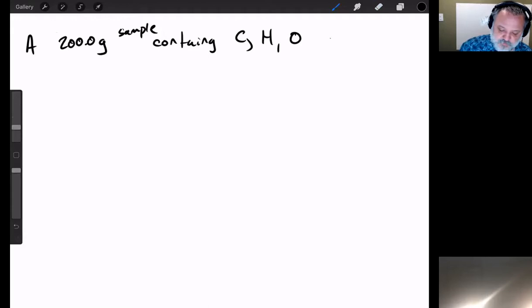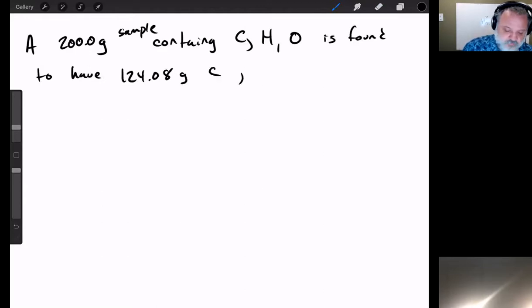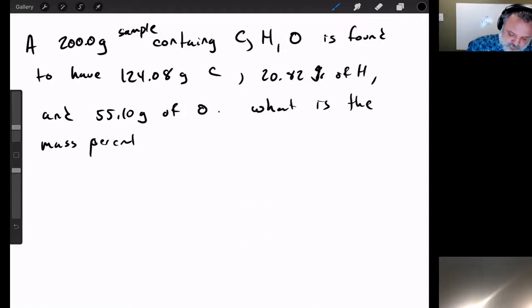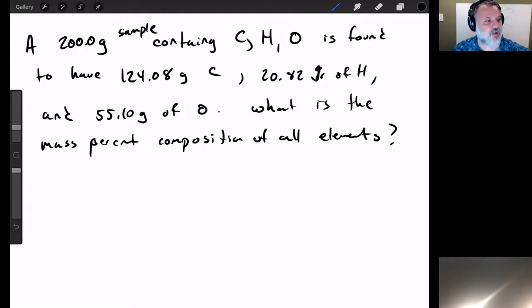A 200 gram sample containing carbon, hydrogen, and oxygen is found to have 124.08 grams of carbon, 20.82 grams of hydrogen, and I could just make this one up, 55.10 grams of oxygen. What's the mass percent composition of all elements?